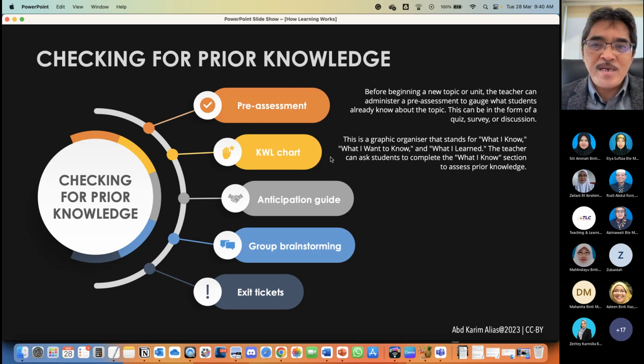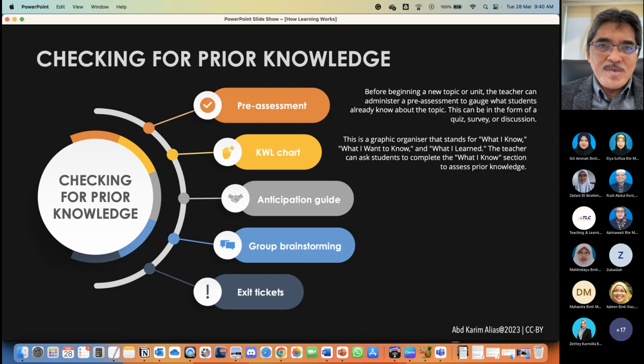What is a KWL chart? This is actually a graphic organizer that stands for what I know, what I want to know, and what I learned. So what I know, meaning that we want to know how much the students know about, let's say, something related to the topic they are going to learn today. So we get students to tell what they know.